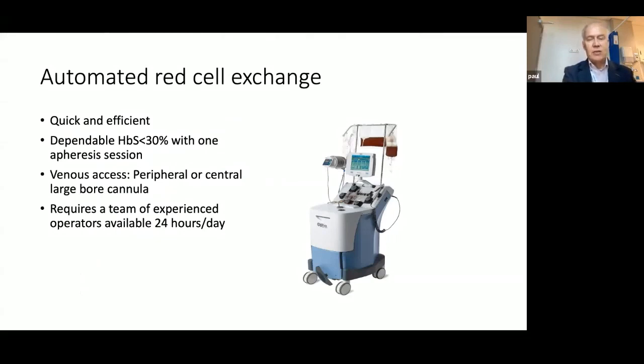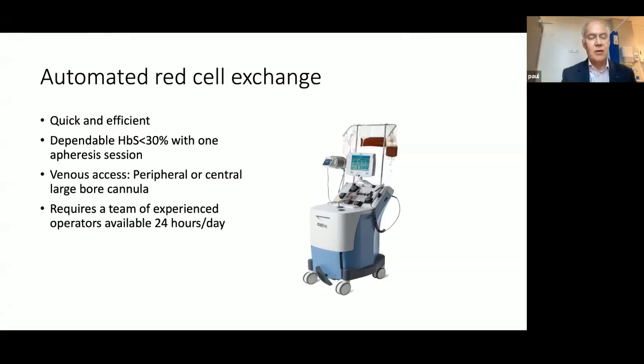And with this methodology, you can bring the sickle hemoglobin level down below 30% with one procedure lasting about 3 or 4 hours. You need very good venous access using peripheral, or if that's not possible, central cannulation. And you need experienced practitioners who know how to use this apparatus. So in the UK setting, we have a team that we can call out 24 hours a day for those in our specialist centre who may be referred in from other centres who need urgent exchange transfusion. And they would use this automated exchange procedure.